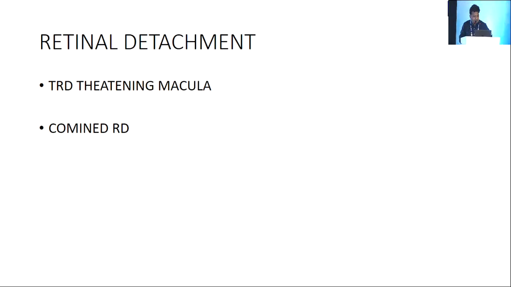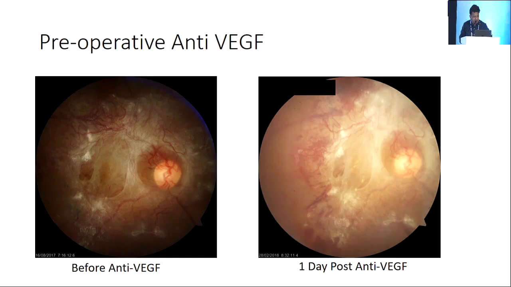For retinal detachment, especially in the TRD threatening the macula or the combined retinal detachment, for these largely vascular membranes, we routinely give an anti-VEGF 3 to 4 days before. This was the patient who had anti-VEGF 1 day preoperatively. You see the membrane vascularity has decreased markedly, and you can proceed with your vitrectomy without any fear of bleeding during the surgery. Again, you can see you segment these new vascular epicenters one by one, and you keep on dissecting them one by one.